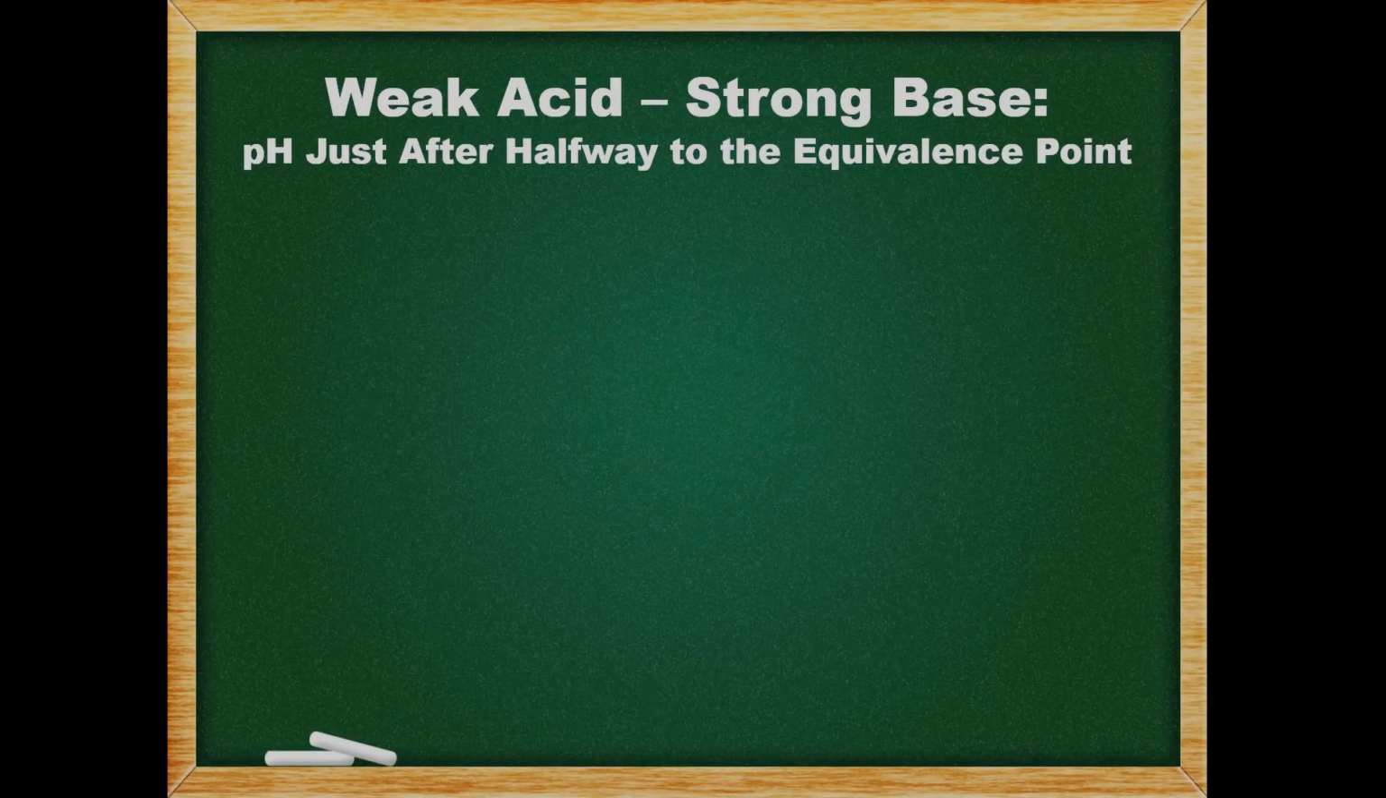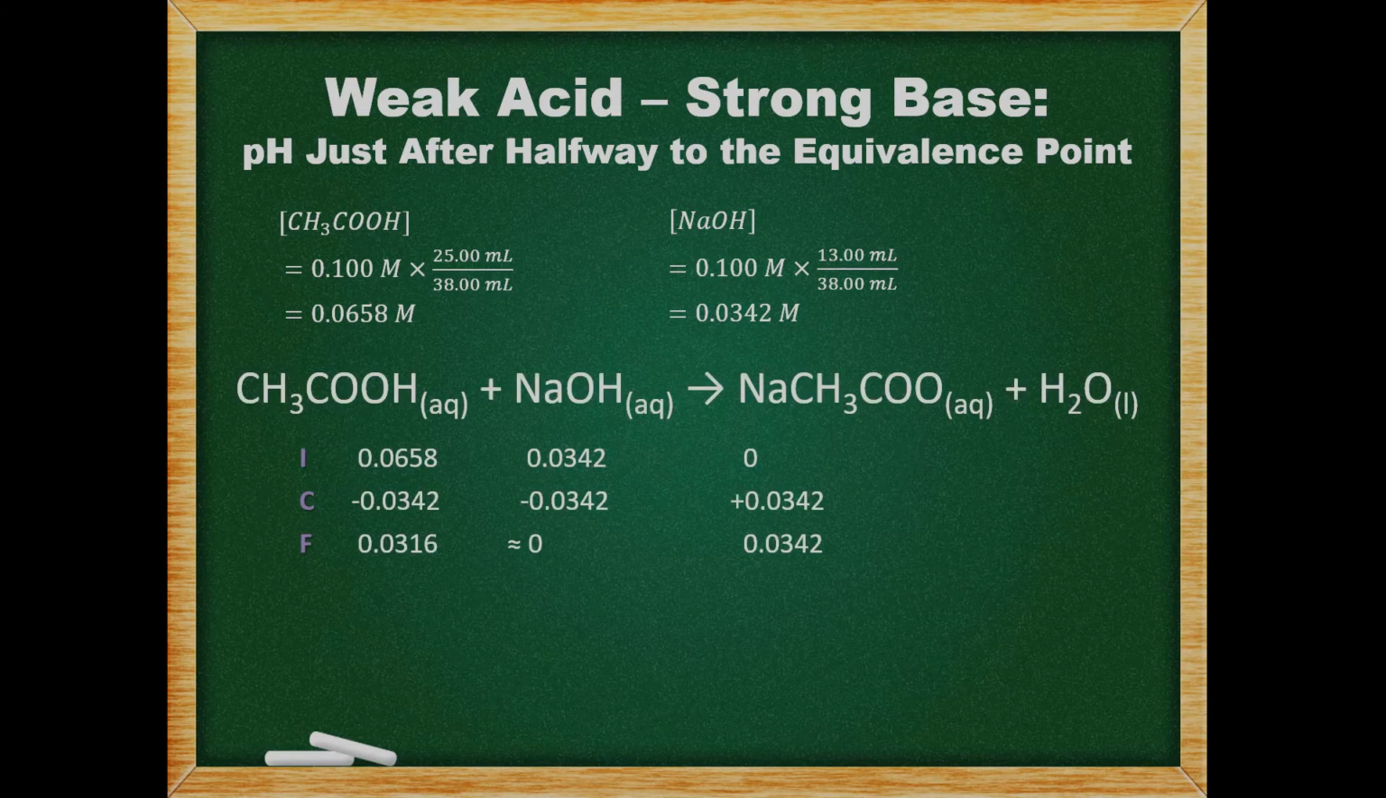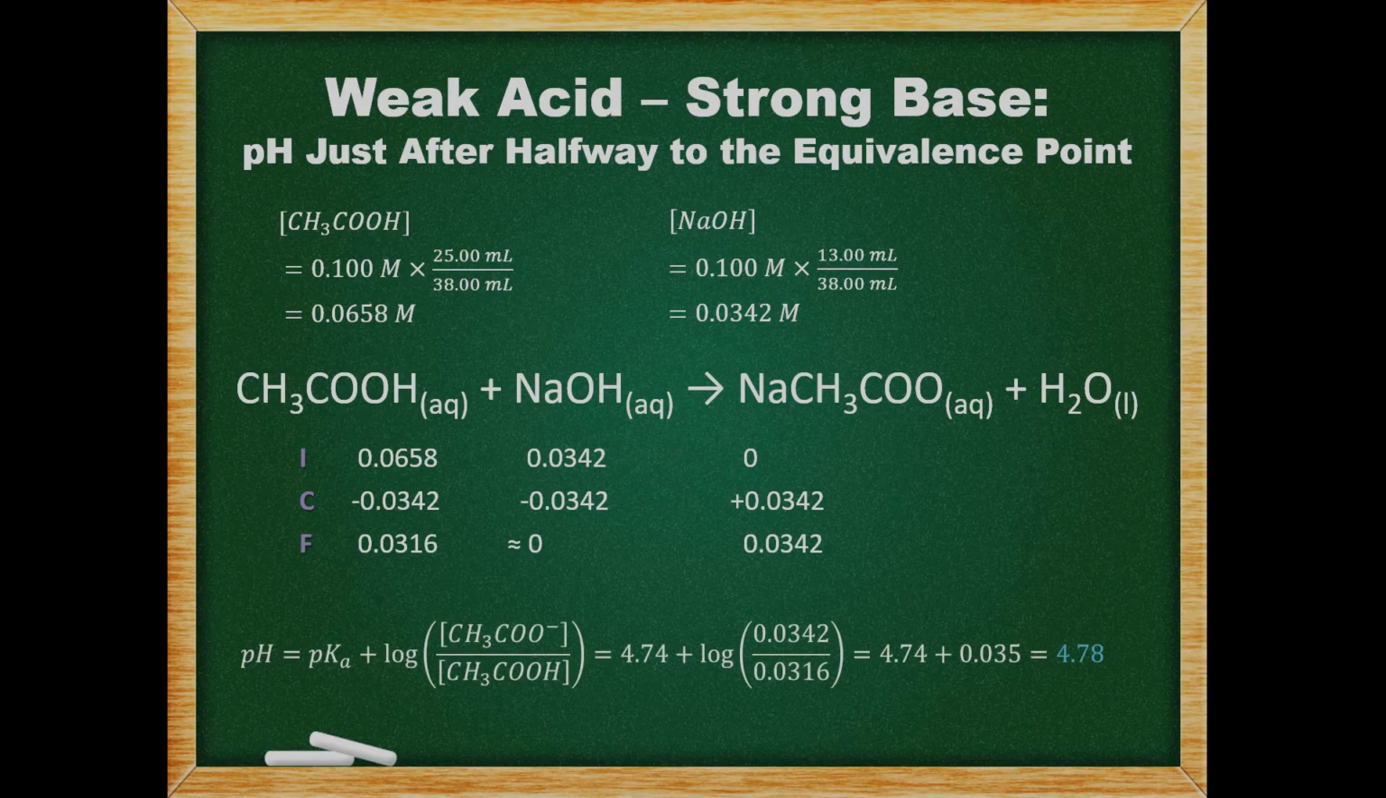Just after halfway to the equivalence point, we can say we've used 13 mL of sodium hydroxide. After calculating the initial concentrations after they've been diluted, we place them in an ICF table. Once again, we can use the buffer equation because there are appreciable quantities of acetic acid and its conjugate base.